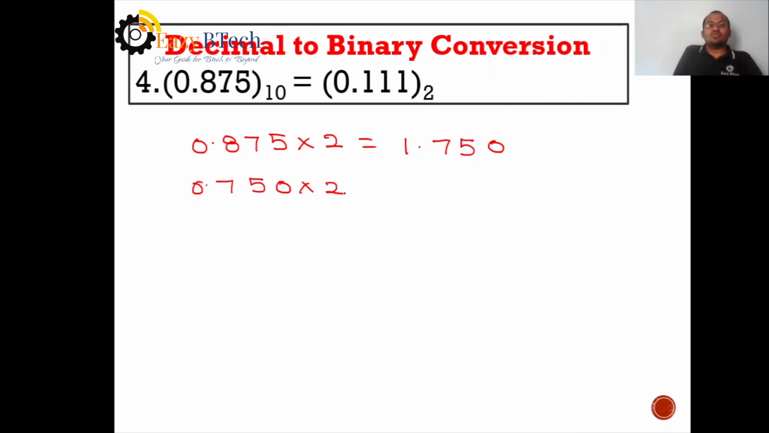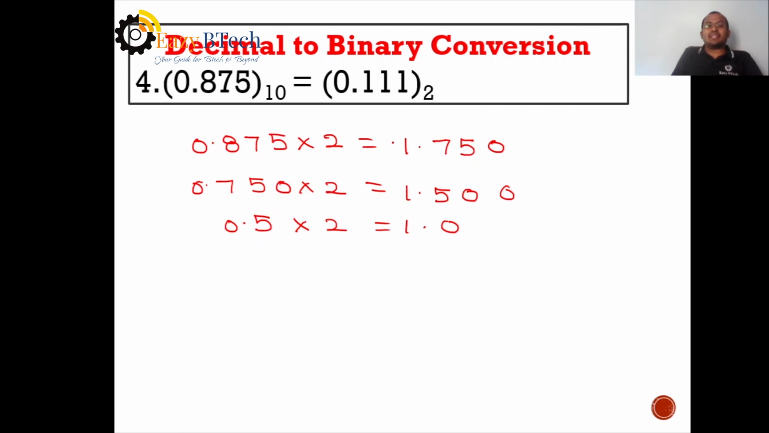0.750 into 2. If you multiply again with 2, 2 zeros are 0, 2 fives are 10 and 2 sevens are 14, so 1.50. Now the fractional part is 0.5. So now if you multiply with 2, you will get 1.0. Now the fractional part is 0. So you can stop multiplying with 2.